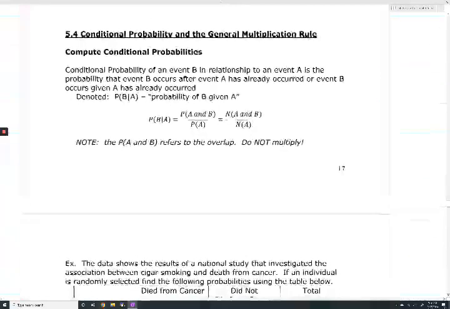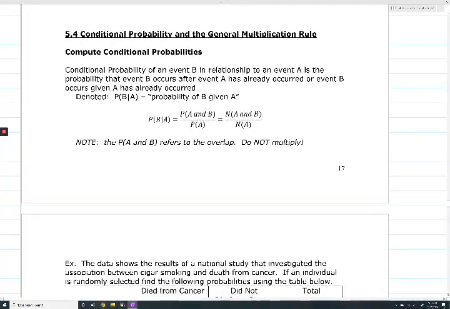All right, so 5.4, we're going to be talking about conditional probabilities and the general multiplication rule. So in 5.3, we dealt with independence, where two events did not impact each other. This lesson, when we're talking about conditional probabilities, that means the first event in a series of events impacts the rest of the events. So we started in 5.3 talking about taking a card out and then putting it back in the deck and then drawing another one. That's independent because you're putting that card back, you're resetting the deck so that all the cards are there.